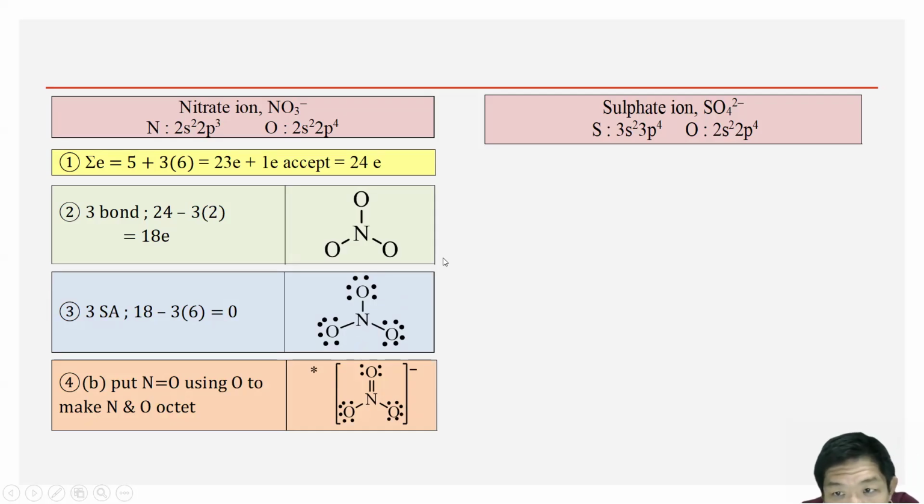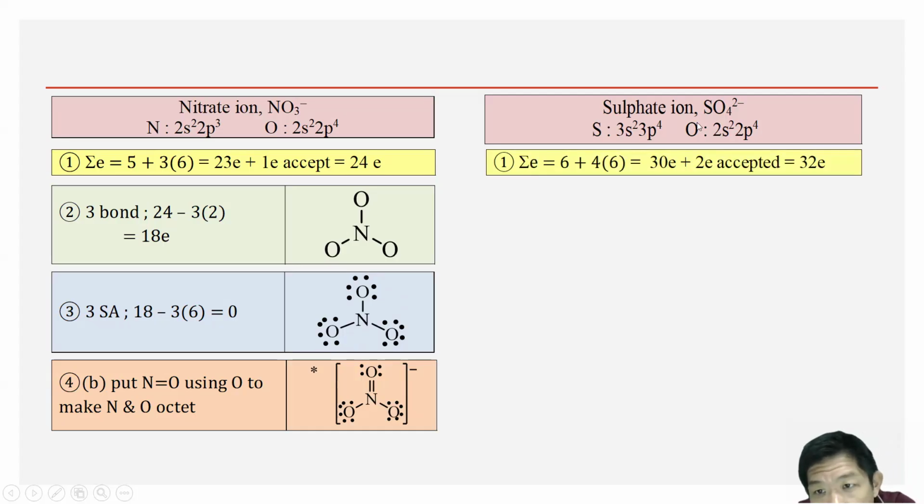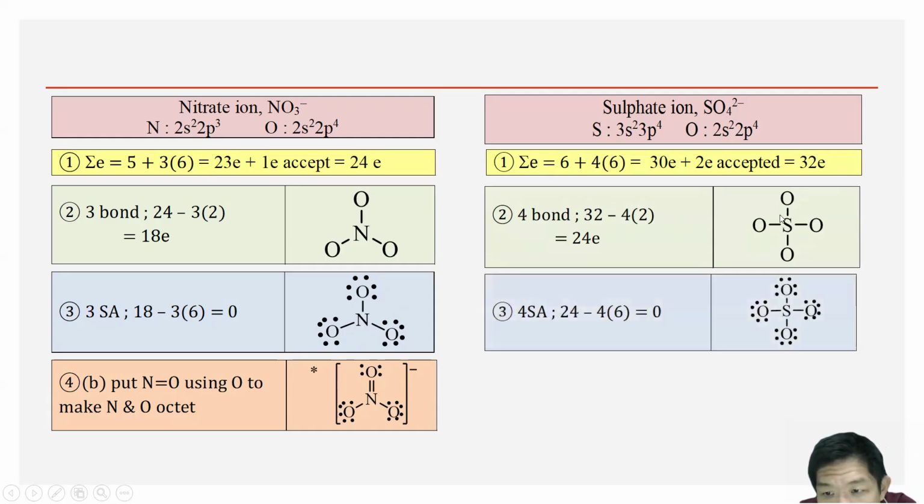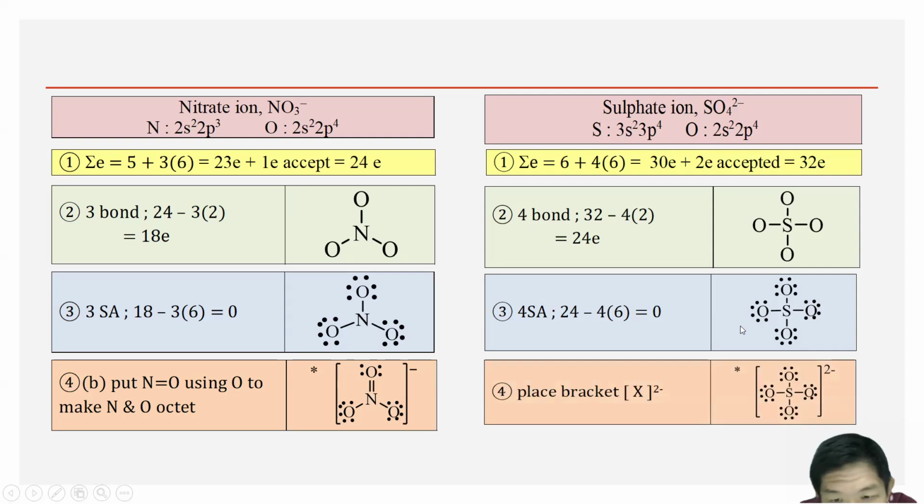And then finally for the sulfate ion, both sulfur and oxygen are from group 16. So total valence electron is 16 plus 2 electrons accepted, therefore 32. So if you have 4 bonds, so 32 minus 4 times 2, you have 24. Then you fill the surrounding atoms to become octet already. Okay, so 24 minus 4 times 6, we have 0. So this is how it looks after you use the 4-step, but this is not yet the final structure because we have other things that we also need to consider when drawing the covalent bond for this.